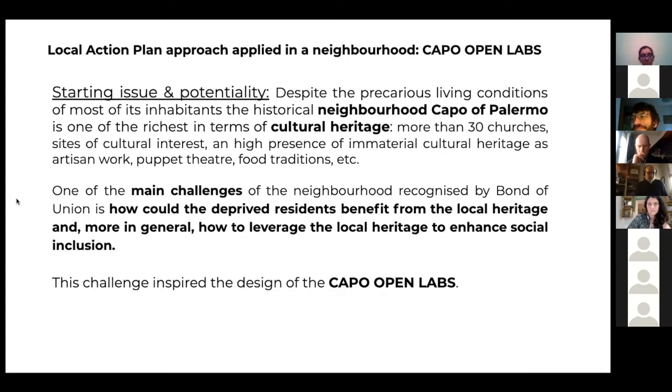As you understand, our neighborhood is full of cultural heritage, and we recognize this potential, but we also link it to the fact that private residents, or residents with limited education and so on, can in some way benefit from the valorization of the local heritage and the whole neighborhood. So the main question to which we arrived for the Caponop Labs was how to leverage the local heritage to enhance social inclusion. And this challenge inspired the design of the Caponop Labs.